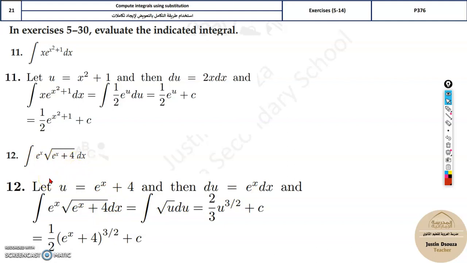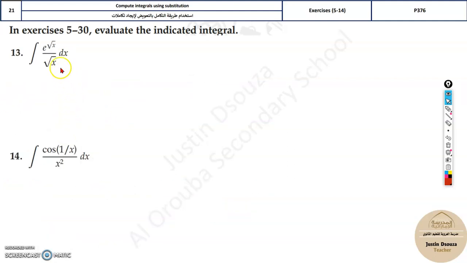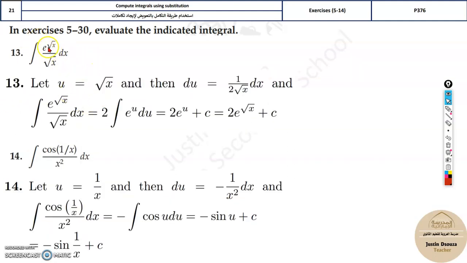So I can't tell you an exact method, though there are some baselines. It depends on the problem and it differs as well. So try to solve more problems and you will easily understand. Over here we had done this initially. Square root x was u, and over here whatever was inside cos. Please do the other problems by yourselves and then check for the answers.